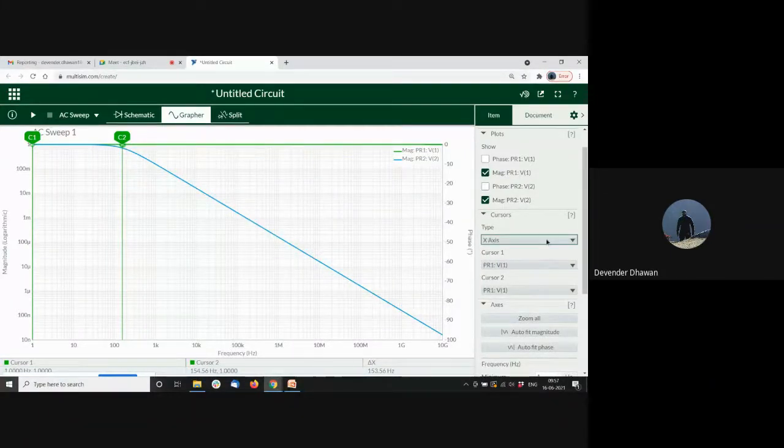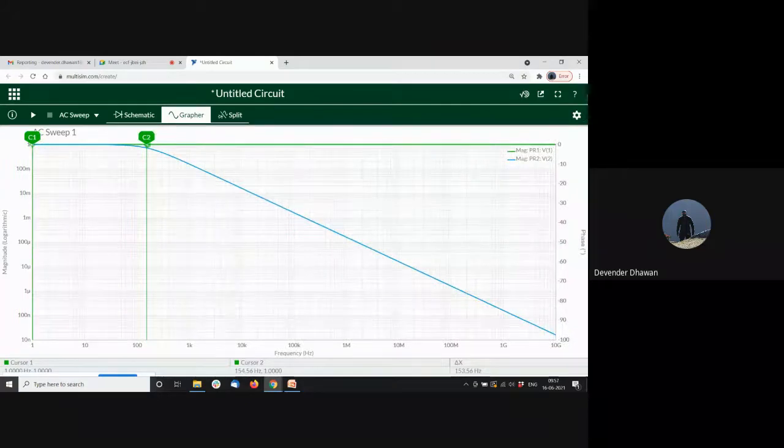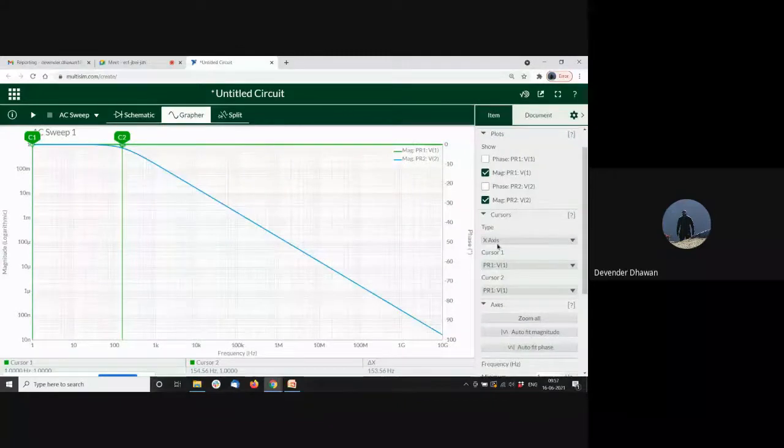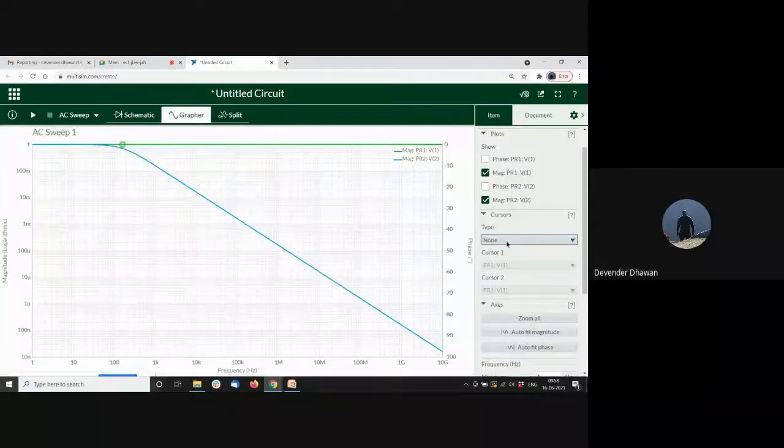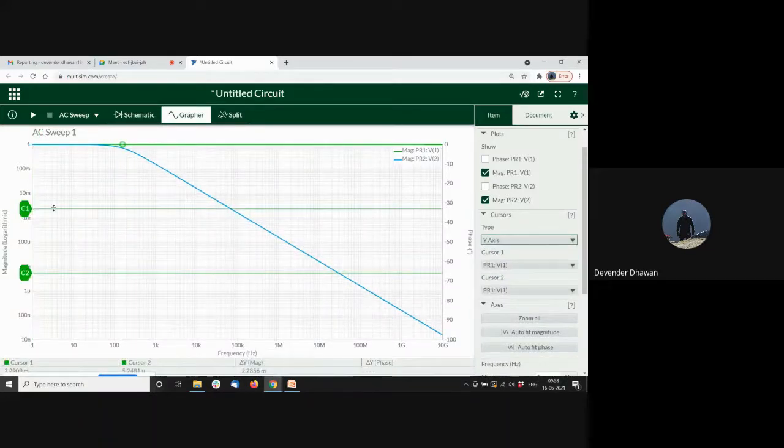You can put cursors also. Once you have this, you can click on this particular setting tab. This will open up, and you can scroll down and you will see cursors. The type of cursor is none if you are not using any. If you want to put a cursor, you choose whether you want it on the x-axis or y-axis. Right now we want to calculate bandwidth, and frequency is on the x-axis, so we'll put x. If I want to measure y, then I can put this one.